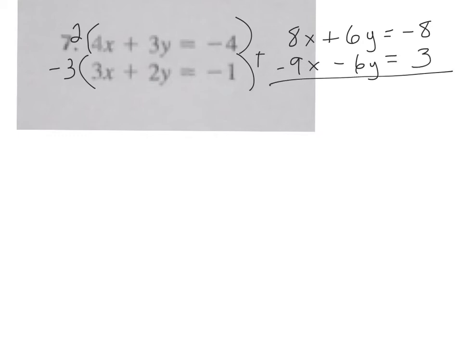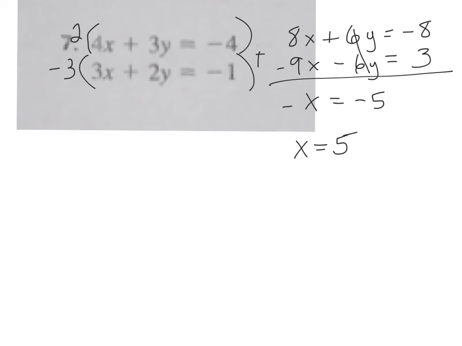Now when I combine these two, I'd get -x, and my +6y and my -6y would disappear. My -x is equal to -5. So if I multiply everything by -1, I would get x equals +5.